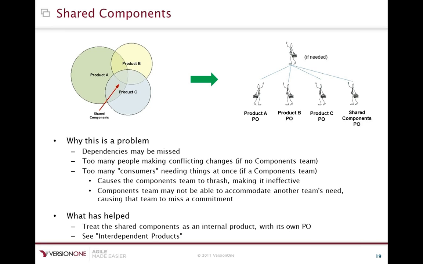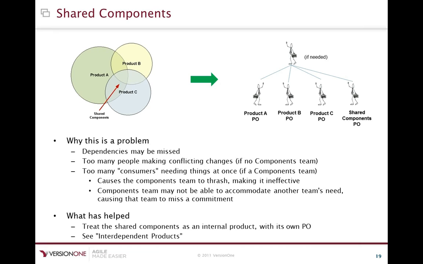And even if we do have a team to do this, and we're considering only products A, B, and C, then we can have too many consumers. In other words, products A, B, and C are the consumers of those components, which can cause that components team to thrash back and forth between the needs of all these different products. And we end up having so much work in process at one time that nothing's really getting done, so nobody's getting what they need. Or maybe one product, because it has a product owner with a big stick, gets all of it, and the other ones suffer.